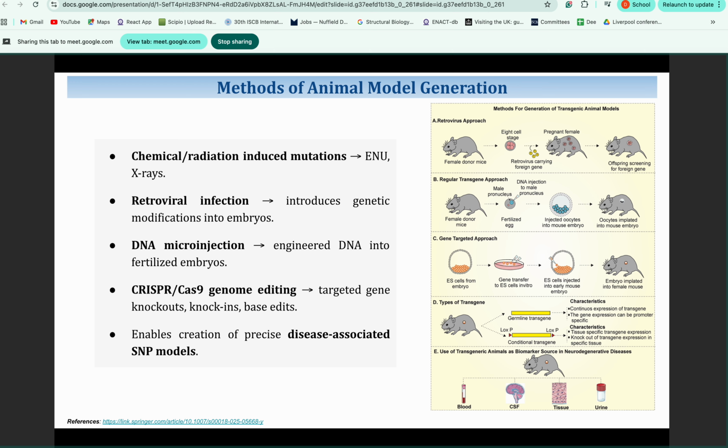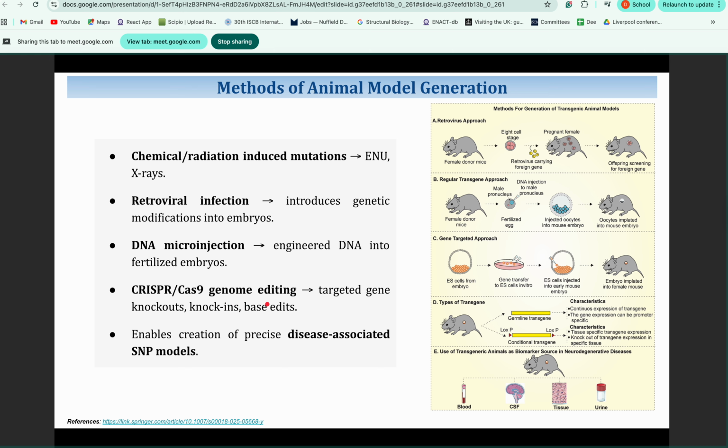We can also perform the retroviral infection in which we can use the RNA viruses and we can infect these model organisms so that they can undergo the genetic modifications in their embryos. We can also perform the DNA microinjection in which we will put our genes in the injection and we can inject them into the model organisms in which we can engineer their DNA into the fertilized embryos.